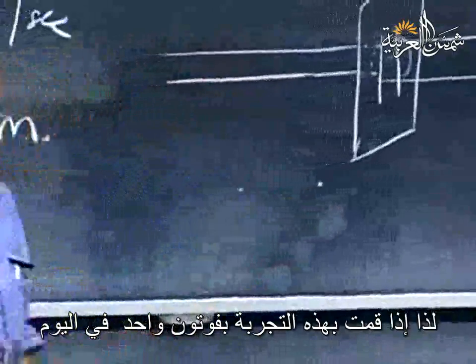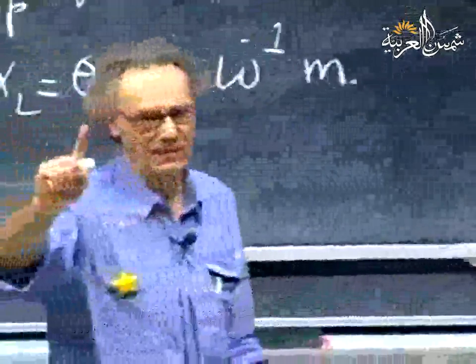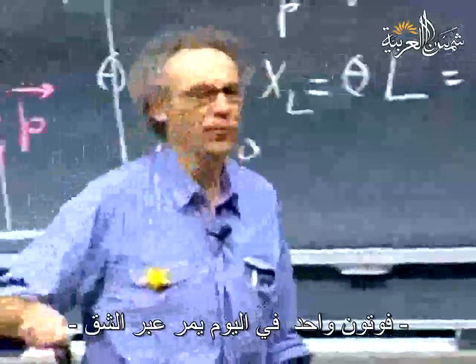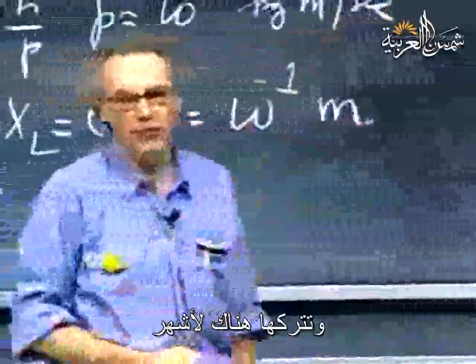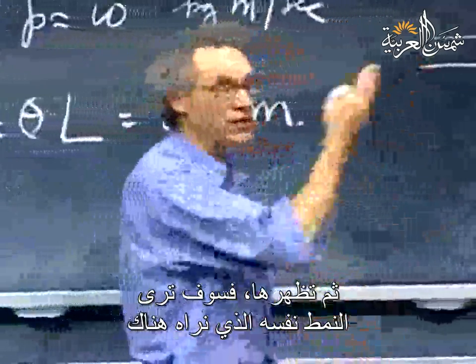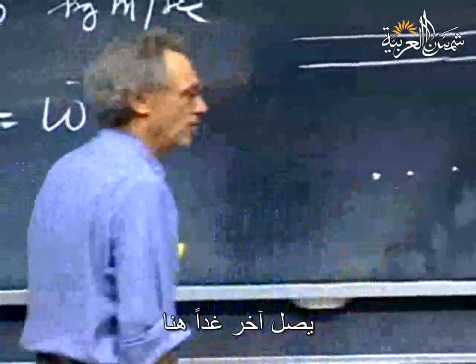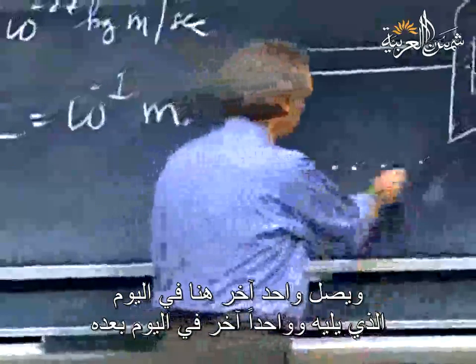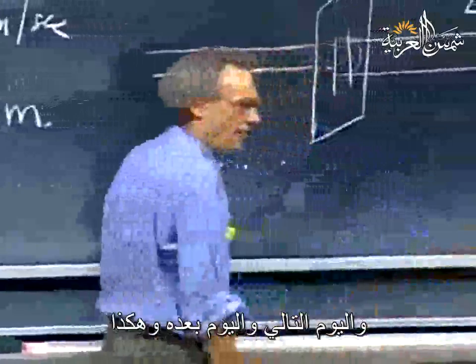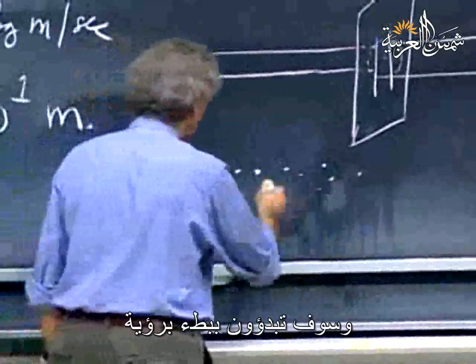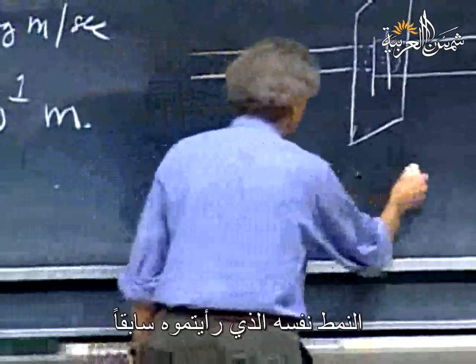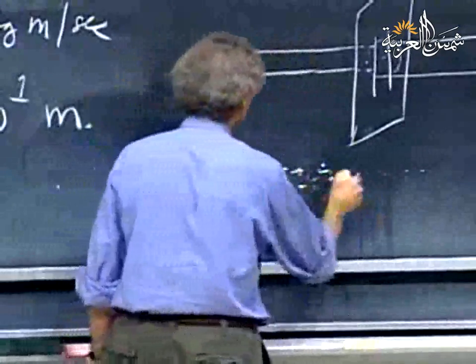So if you did this experiment with 1 photon per day going through this slit, and you would have a photographic plate there, and you would keep it there for months, and you would develop it, you would see the same pattern that you see there. This photon arrives today. Here arrives one tomorrow. Here arrives one the day after tomorrow. Here one the day after that. And slowly you begin to see that pattern that you saw.